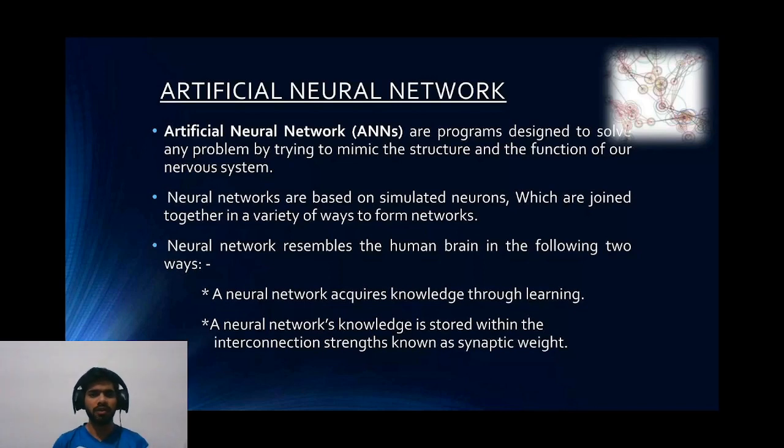Now, artificial neural networks (NNs) are programs designed to solve any problem by trying to mimic the structure and the function of our nervous system. Neural networks are based on simulated neurons which are joined together in a variety of ways to form networks. A neural network resembles the human brain in the following two ways: a neural network acquires knowledge through learning, and a neural network's knowledge is stored within the interconnections, known as synaptic weights.